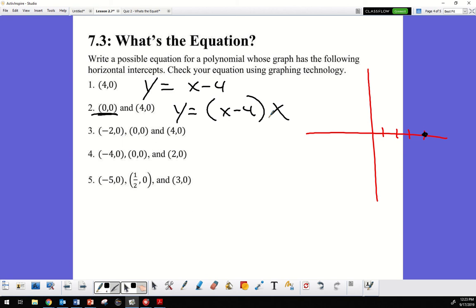Y equals X plus 2. Y equals X plus 2. X minus 4. X.